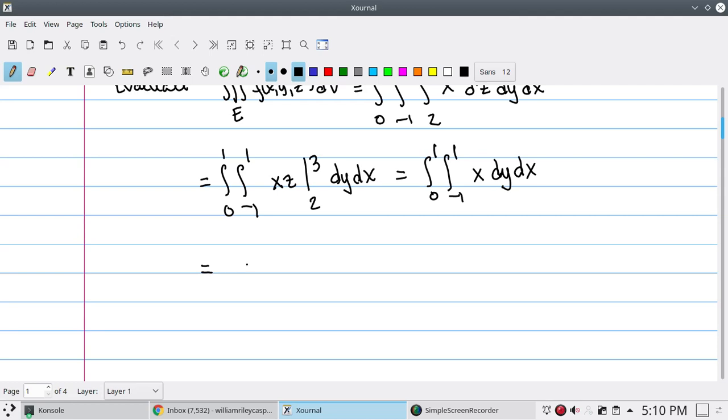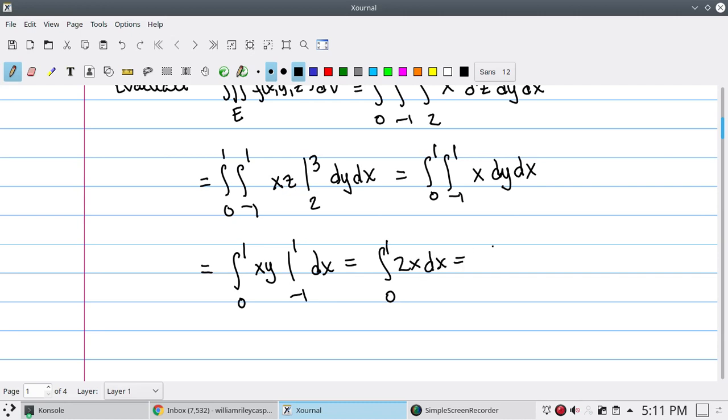Now I'm going to perform my next integral, and that's going to be the integral with respect to y of x, which is going to leave me with the integral from 0 to 1 of xy. Again, I'm treating x like a constant because I'm integrating with respect to y. I'm evaluating this from -1 to 1 dx. So that's going to give me x minus negative x, so 2x all told.